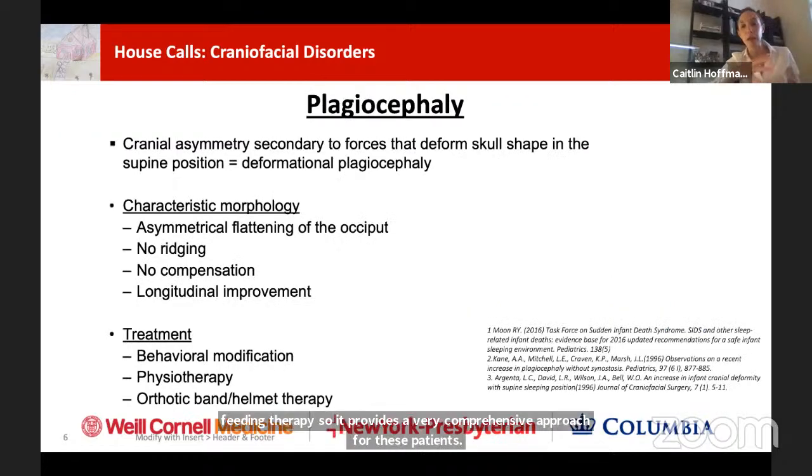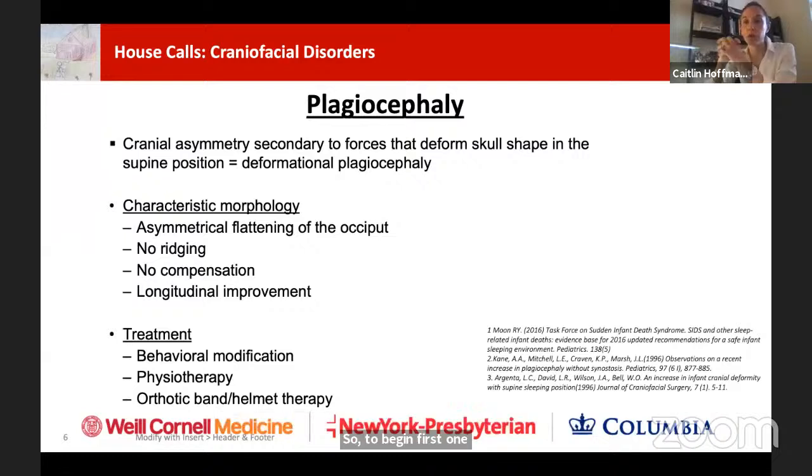So to begin first, in terms of the diagnoses that we often intersect on, it would be plagiocephaly. This is certainly the most common diagnosis and question that I receive from both pediatricians, neurologists, and parents alike. This is described as essentially cranial asymmetry or asymmetry of the head shape secondary to forces that deform the skull when a patient is lying down.